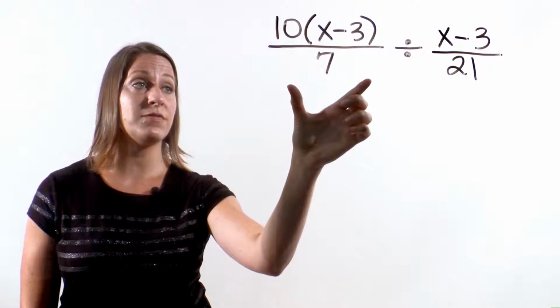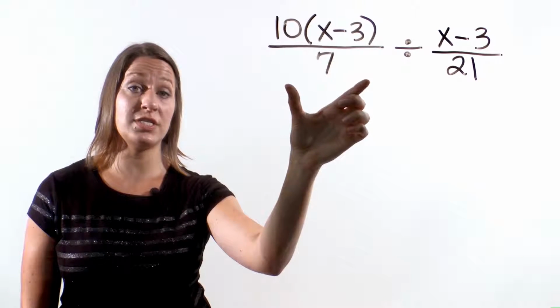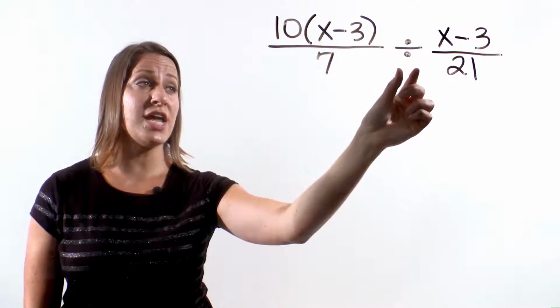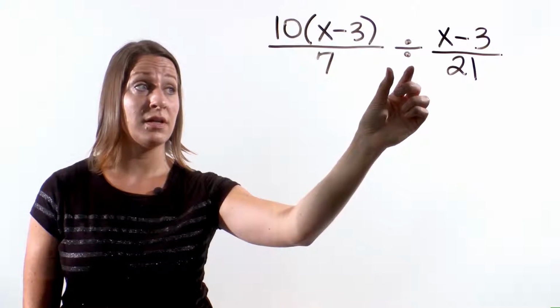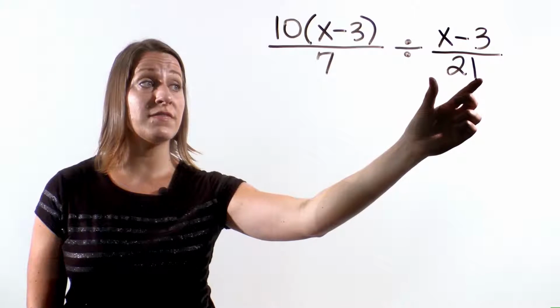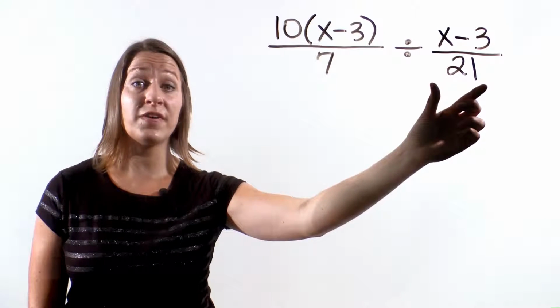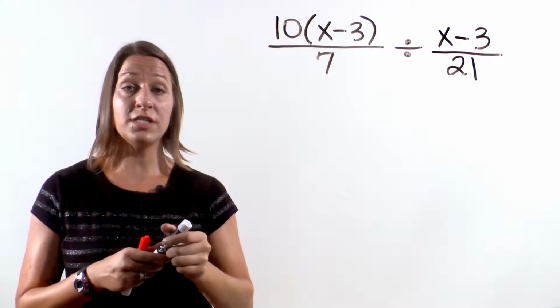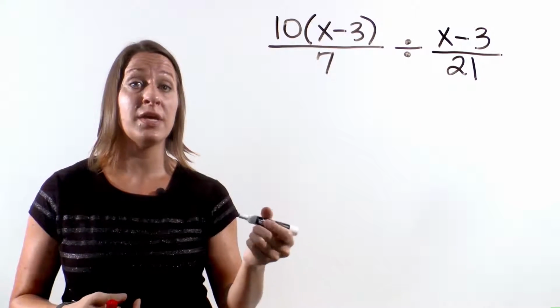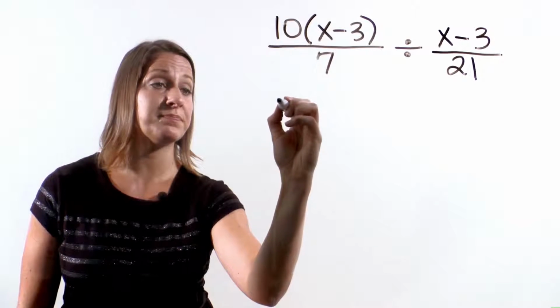We are going to keep the first rational expression the same. We're going to change our division sign to a multiplication sign. And then we're going to flip the second fraction, or find the reciprocal of this fraction. So let's go ahead and rewrite this problem as a multiplication problem.